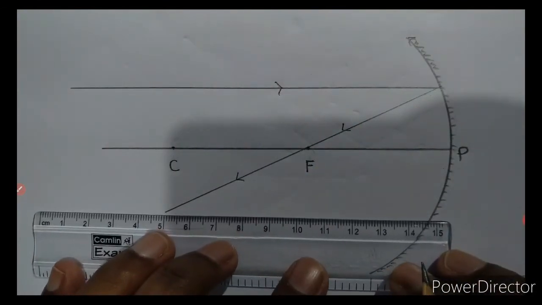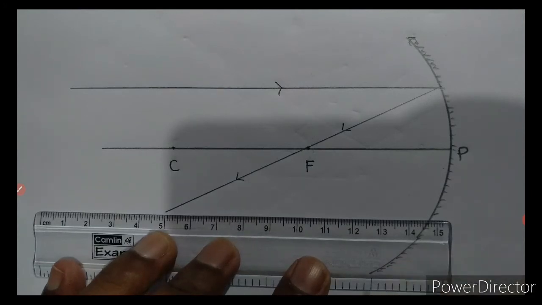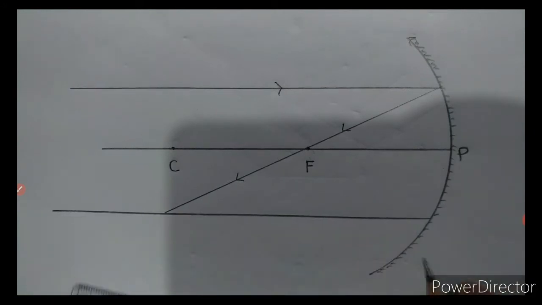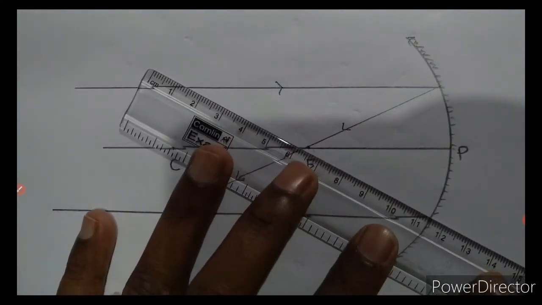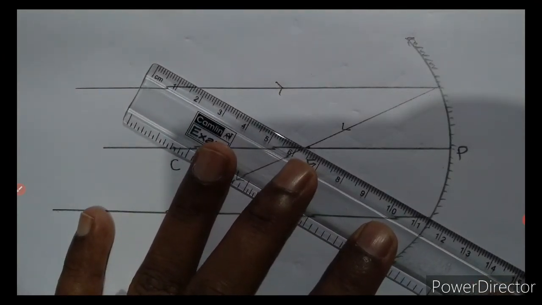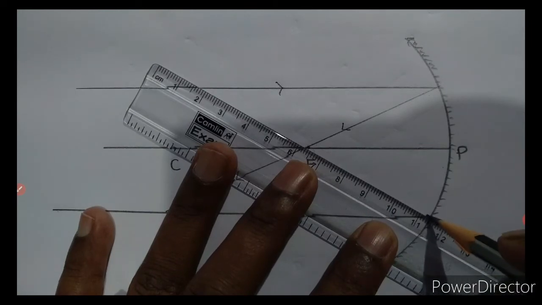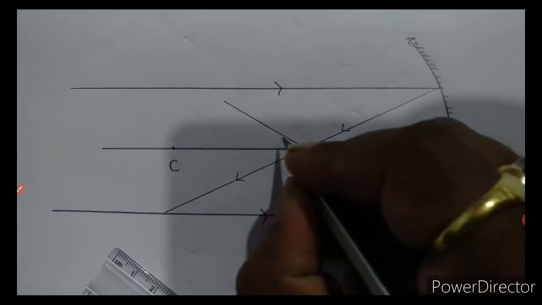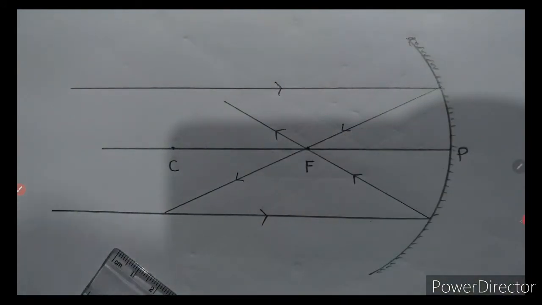So again at least I need 2 rays, so I am taking one ray from below the principal axis, and this will be my second incident ray from the object. The object is not shown because it is at infinity. Again I need to draw one reflected ray. The reflected ray should pass through the focus. So here is my complete diagram for the object at infinity.